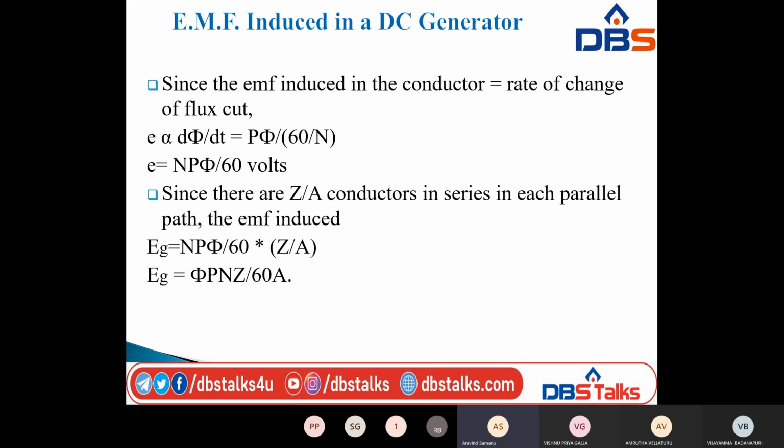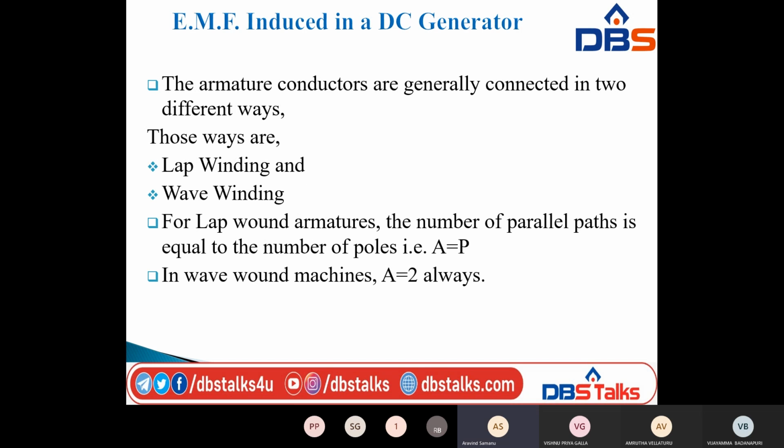The next concept: a few more points. The armature conductors are generally connected in two different ways. We have the armature winding, and this armature winding is generally connected in two ways, lap winding and wave winding. I will discuss lap and wave winding in the coming topic.